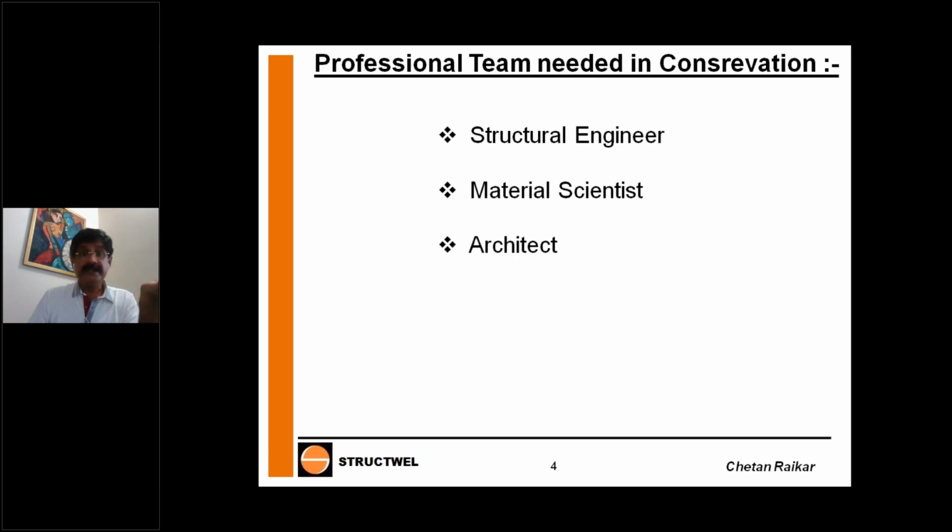You need architects. It's a very important role that architects play in conservation. The most important role is they are sensitive towards the needs of the structure. See, someone has said that structural engineering is pure science and architecture is art. I said no, both are complementing each other. So both are needed in any conservation project.